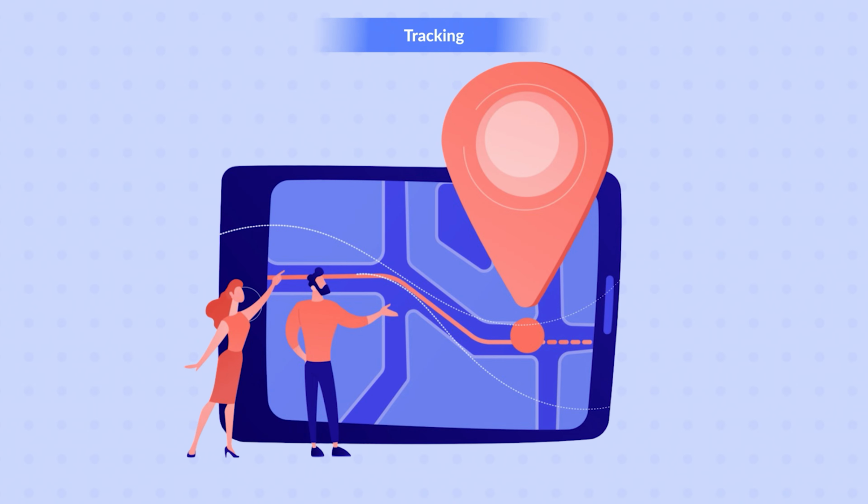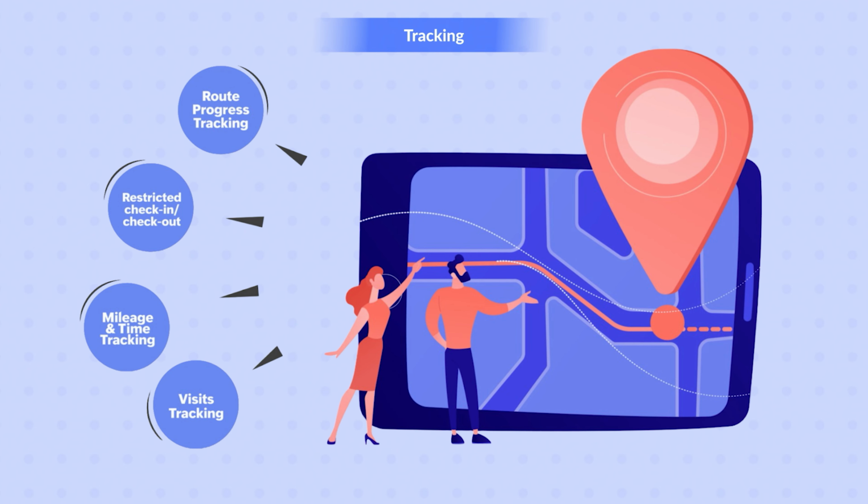Now, let's shift our focus to one of the crucial aspects, which is the tracking. Tracking is essential to keep an eye on your field operations and ensure everything is running smoothly. Tracking in RouteIQ offers several key features to help you monitor your field operations effectively. These include route progress tracking, restricted check-in or checkout, mileage and time tracking, and visits tracking. Let's dive into each of these in detail.